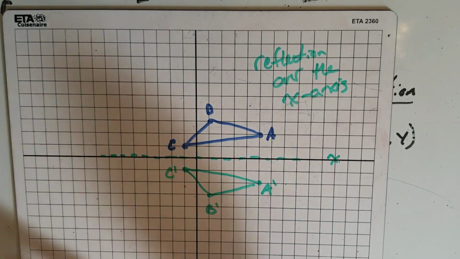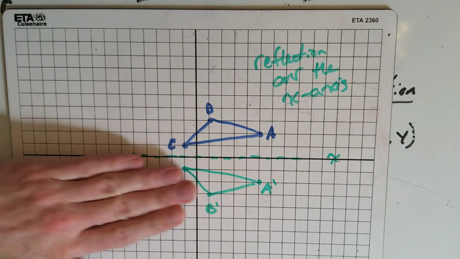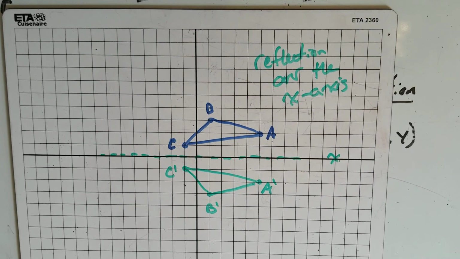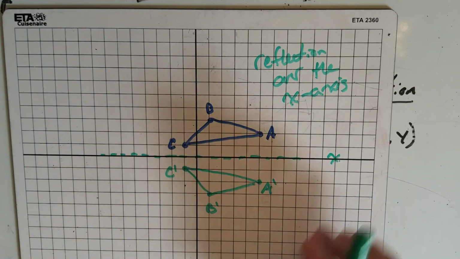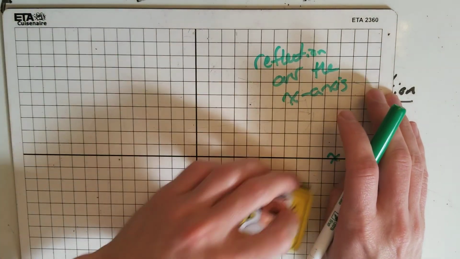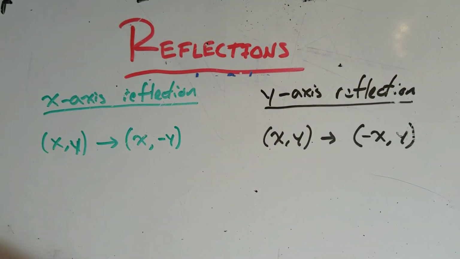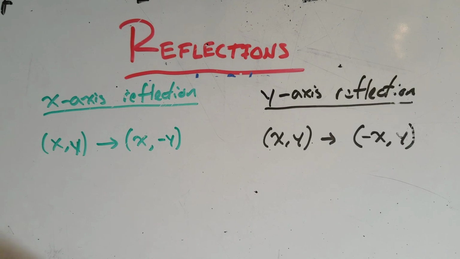In the future, we'll talk about maybe you reflected and then you maybe translated. You can do more than one, but right now we're just going to have one transformation take place. All right, now we have a couple more to try, and these are going to be without the coordinate plane, so it's good to know the rules, and we'll leave the rules right here for us.